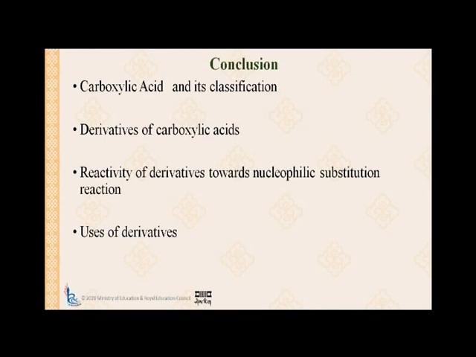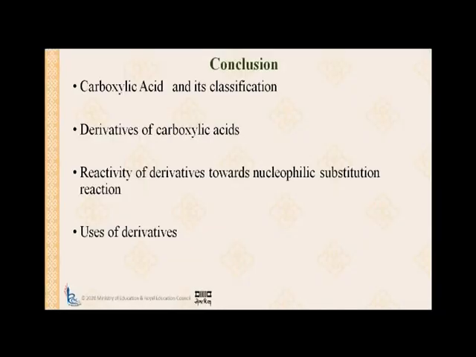In case it is replaced by a halogen, we get an acyl halide. In case OH is replaced by an amide group, we get acid amide. In case it is replaced by an alkoxy group, we get esters. And in case it is replaced by the anhydride group, we get an acid anhydride. So these were the 4 derivatives of carboxylic acid that we have studied. Then we also saw the reactivity of derivatives towards nucleophilic substitution reaction. And as I said earlier, the reactivity of derivatives of carboxylic acid depends on the magnitude of positive charge that is present on the carbon.